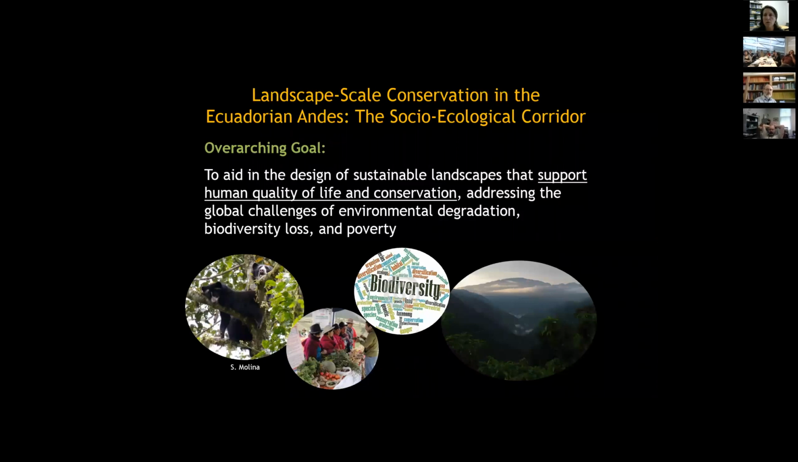The overarching goal of this sustainable landscape design is to support both human quality of life and conservation. That is, we want to provide ecosystem goods for human benefit, conservation of biodiversity, and also maintenance of the area's cultural diversity. But often protected areas are criticized for the exclusion of people and traditional livelihoods. And I mentioned we're in an area that's a multi-use landscape. It's not a protected area. So we need to combine conservation and working landscapes and consider these multiple objectives in the design of landscapes.